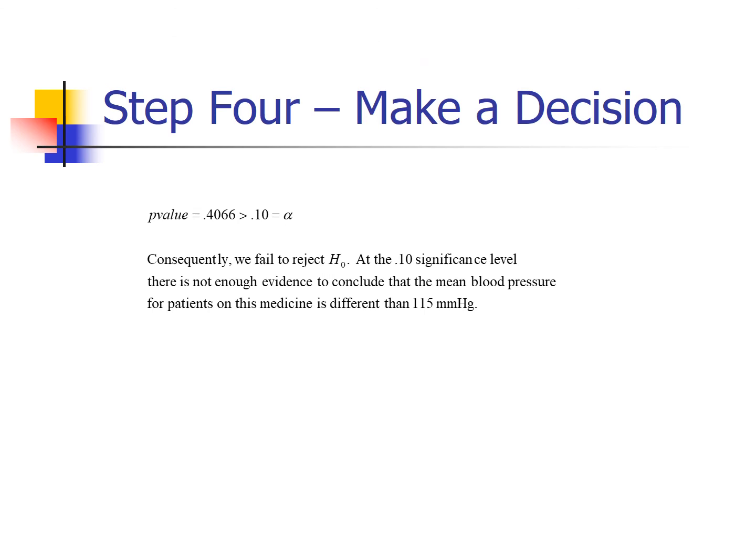We can then take this p-value to ultimately make our decision or our conclusion. The p-value is 0.4066. That's greater than 0.10, which is our alpha level. Anytime the p-value is greater than alpha, we fail to reject the null hypothesis. We would say at the 0.10 significance level, there is not enough evidence to conclude that the mean blood pressure for patients on this medicine is different than 115, right?